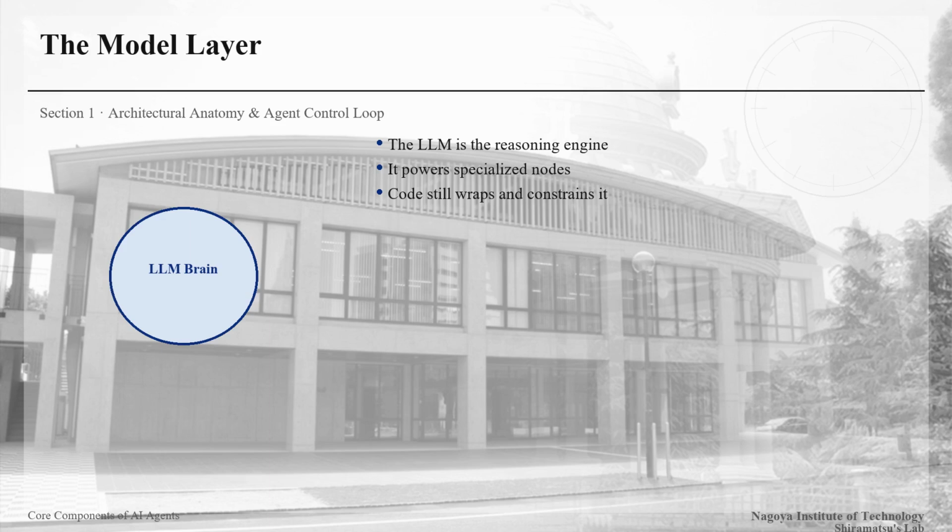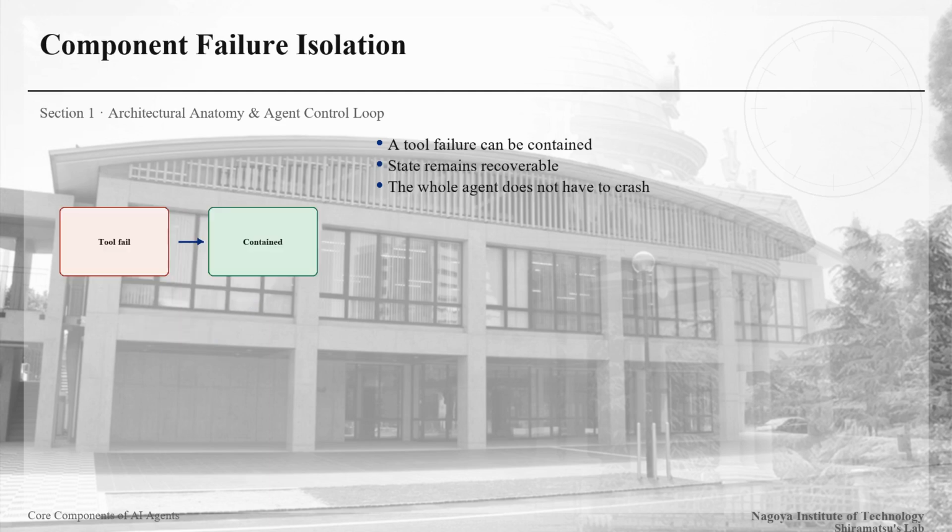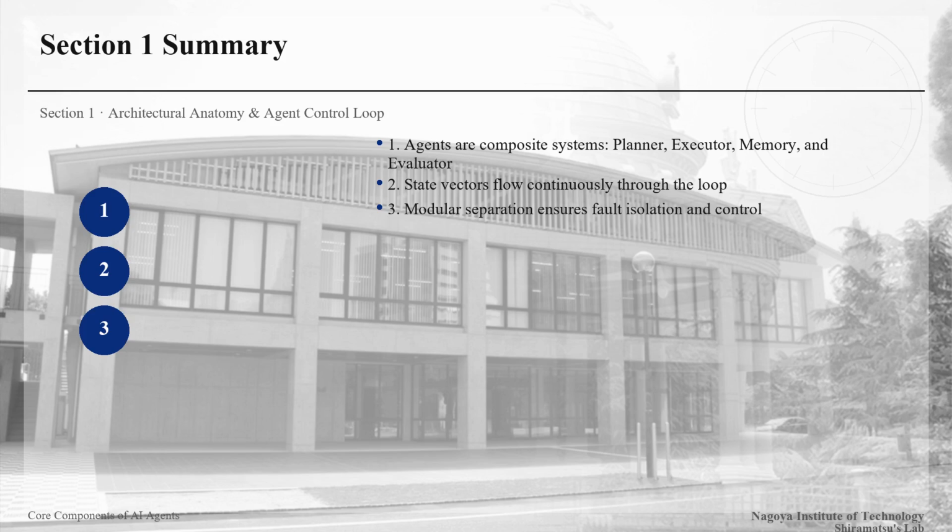The underlying LLM acts as the brain inside specialized nodes, while code wrappers keep boundaries clear. Failures such as tool errors can be caught and isolated so the full system state does not collapse. Section 1 Takeaways. Agents are composite systems, state flows through the loop, and modularity isolates faults.